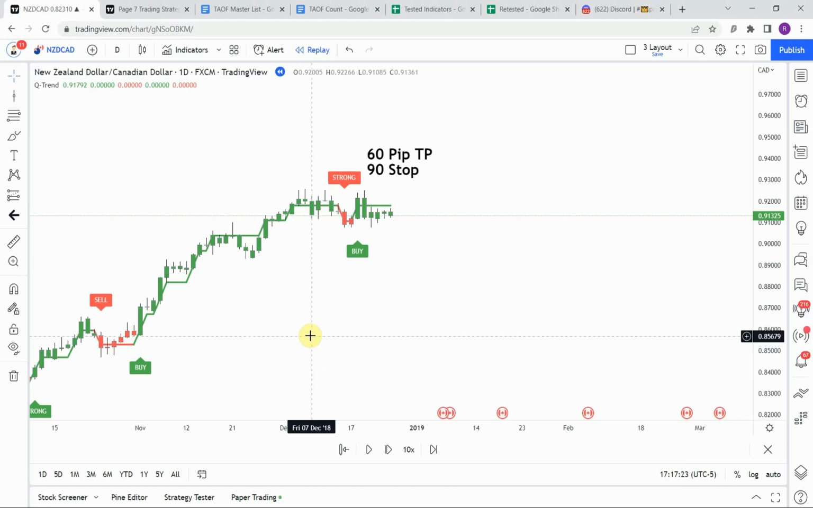Today we will be testing the Q trend indicator.